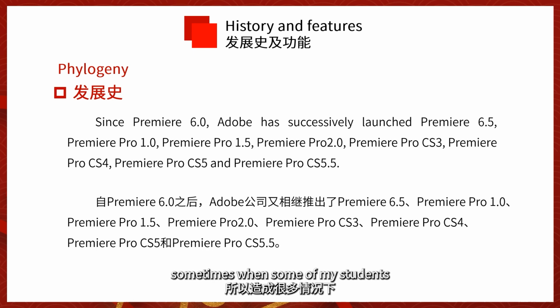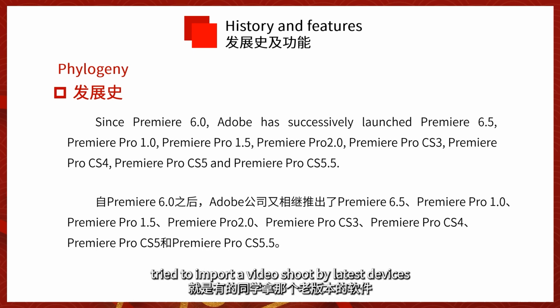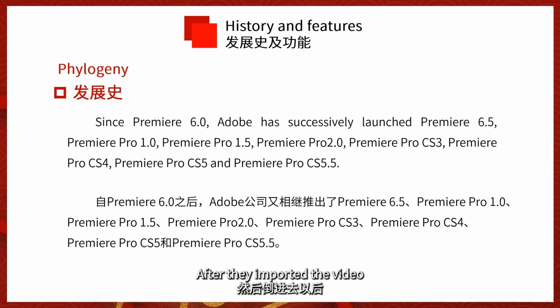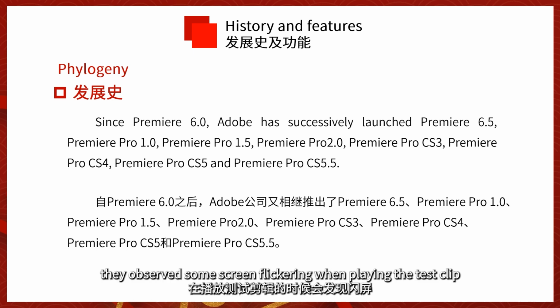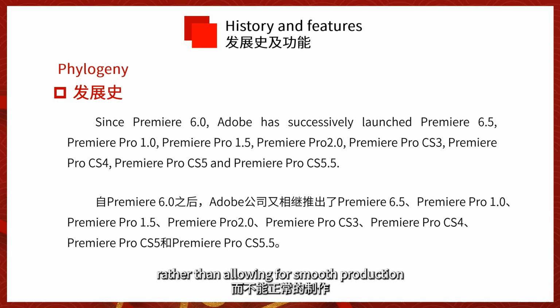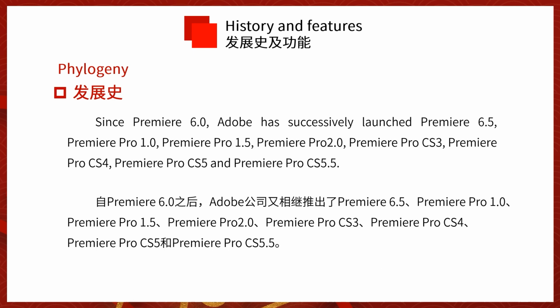That's why sometimes when some of my students try to import a video shot by the latest devices into an older version of this software, after they imported the video, they found that it couldn't be opened or the screen became black or red. Or when they opened it, they observed some screen flickering when playing the test clip. It's basically a situation where the screen is flickering back and forth, rather than allowing for smooth production. These problems are all caused by their older versions of the software.